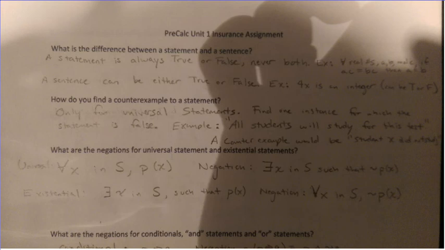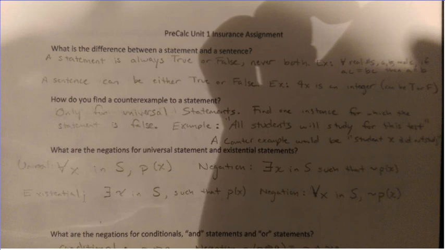Now the negations for universal statements and existential statements. A universal statement looks like this: for all x in S, P of x. So everything in S has this property. Its negation would be there is one x in the sample space such that it didn't hold that property. It's kind of like the whole idea with the counterexample. I found one x that didn't hold the property that was stated in the universal statement.